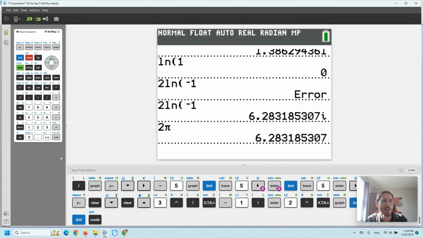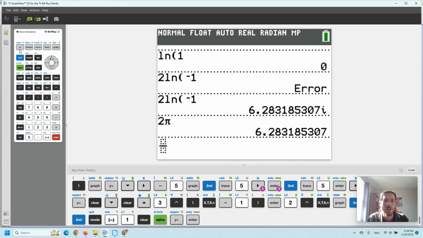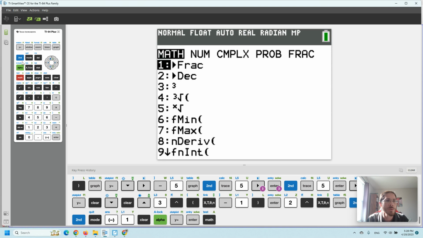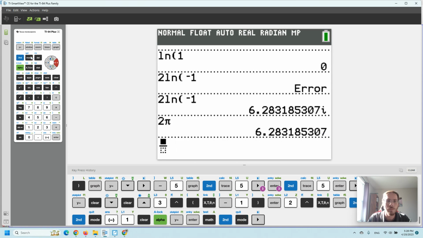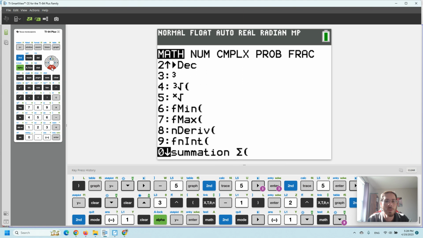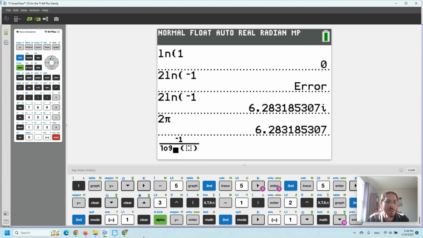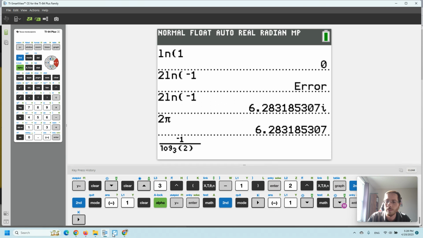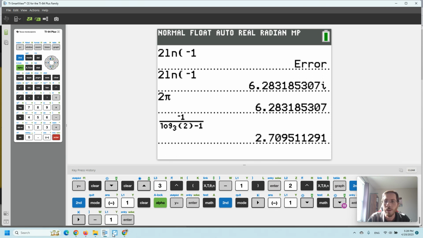Negative 1 over log base. Let's do the fraction. So negative 1's up top. Negative 1 over log base. Scroll down to log base 3 of 2 minus 1. It's the same decimal. So that's it. That's actually the answer.